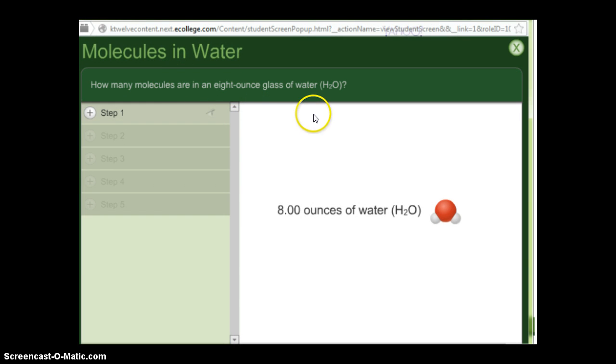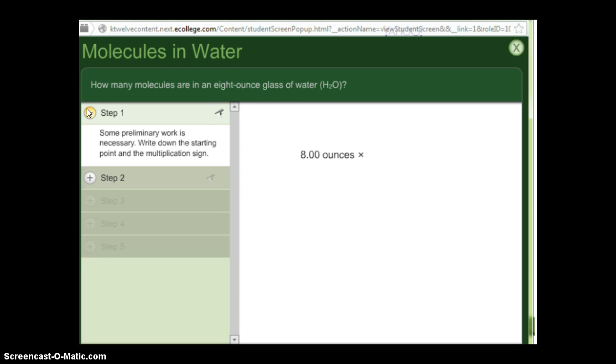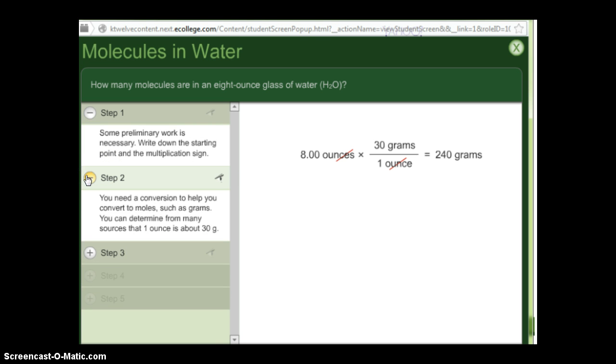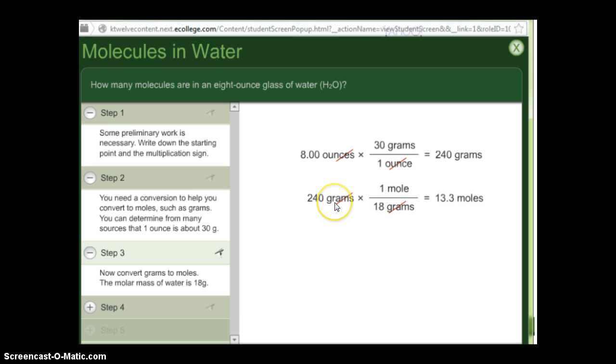All right, how many molecules are in an 8-ounce glass of water? So you have 8 ounces of water, and I don't know how you were supposed to know that 1 ounce was 30 grams, so I'm hoping they're going to give it to you. If it's something like that on a quiz, let me know. Hopefully I'll catch it ahead of time. But we changed ounces into grams. So basically we have 240 grams of water, and now we want to know how many molecules there are. So the first thing that we're going to do is we're going to go to moles.